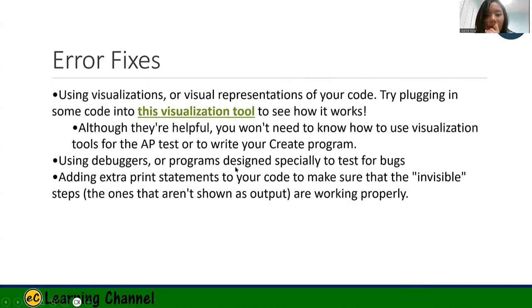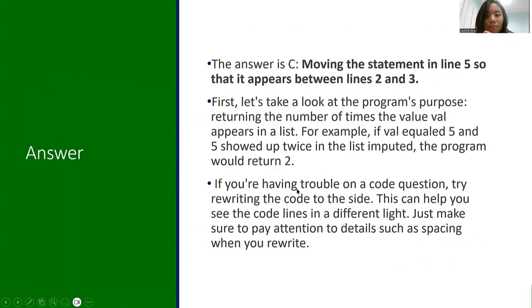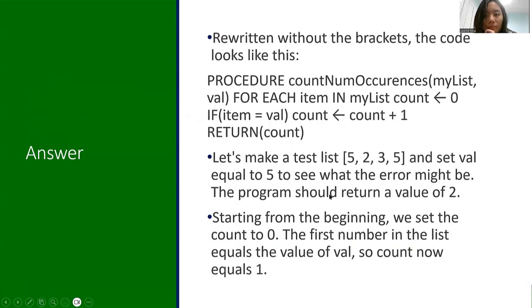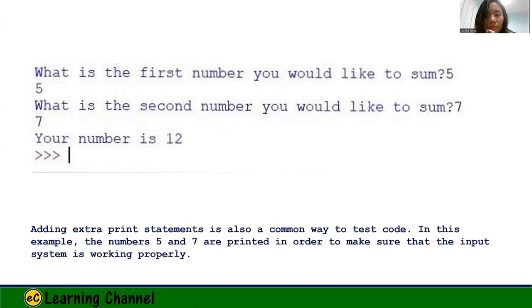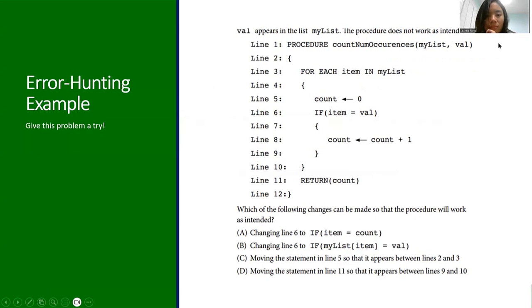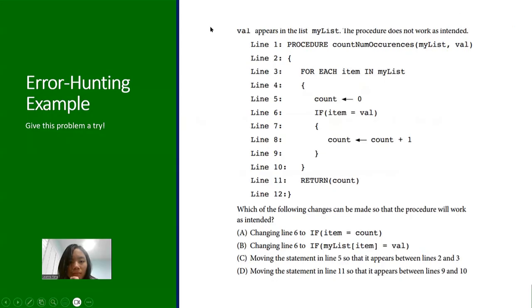And then you need to fix the problem, okay? Now let's look at one problem. Let's do fix bugs, okay? Let's look at this one. This is a problem in the AP concept principle. You look at it, tell me A, B, C, D, which one is the answer. The procedure for counting how many times var appears in my list doesn't work as intended. There's something wrong, okay? So what is wrong?